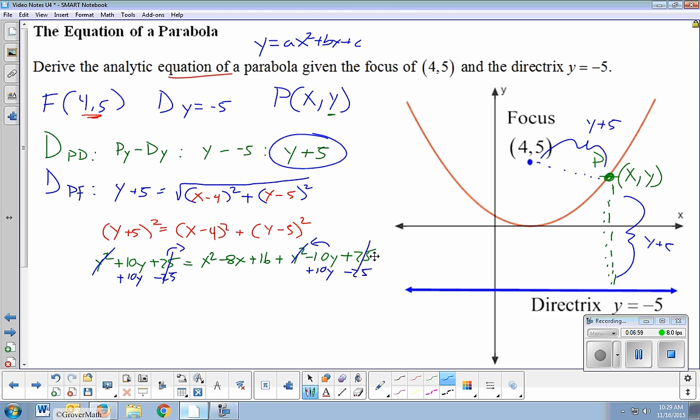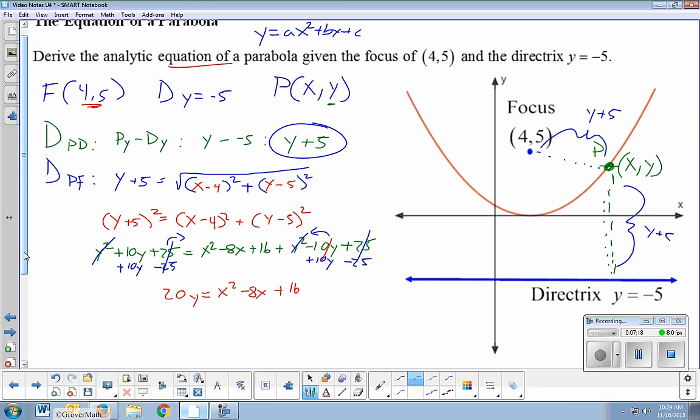That doesn't always happen. Sometimes you have to combine numbers. So let me rewrite this a little bit here. We are now looking at 20y equals x squared minus 8x. And I move that over. That canceled. So plus 16. And then lastly, I don't want 20y. I want just y. So I'm going to divide everything by 20.